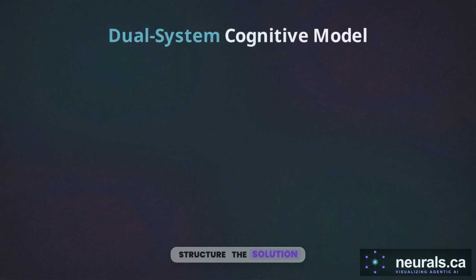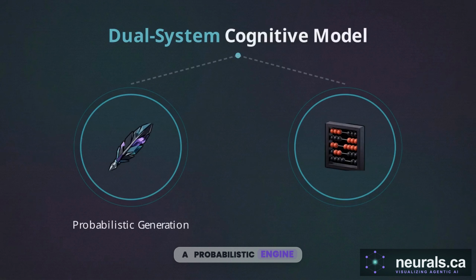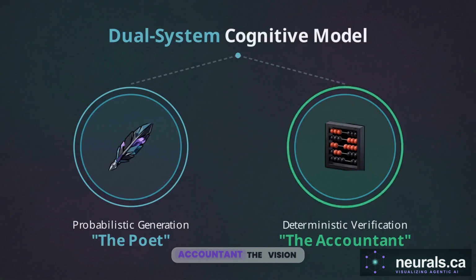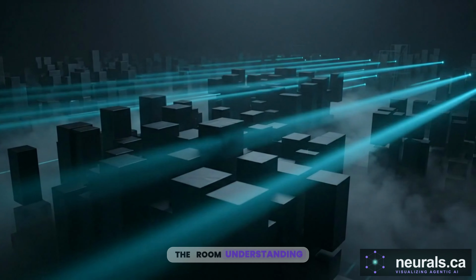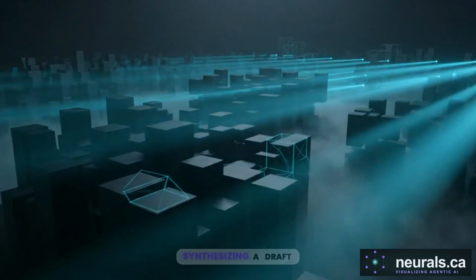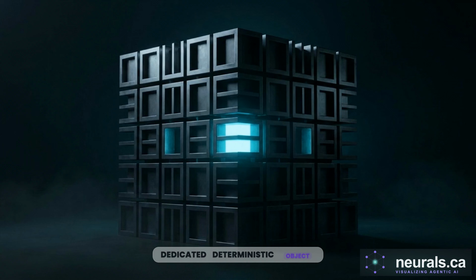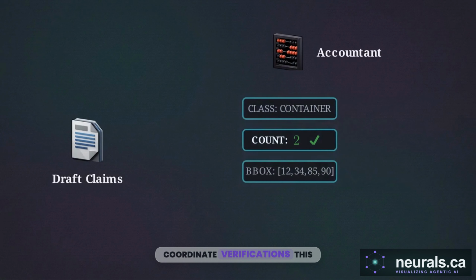We structure the solution using a dual system model, dividing the labor between a probabilistic engine and a deterministic one, a setup we can think of as the poet and the accountant. The vision language model acts as the poet. It provides the necessary nuance, reading the room, understanding the context of the image, and synthesizing a draft analysis of what it sees. A dedicated deterministic object detector acts as the accountant. It intercepts the VLM's draft claims and cross-checks them by running rigid bounding box counts and coordinate verifications.